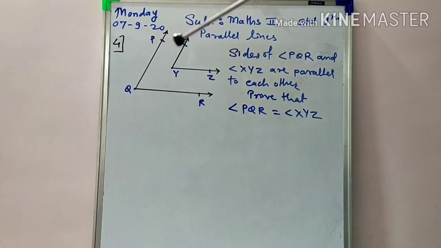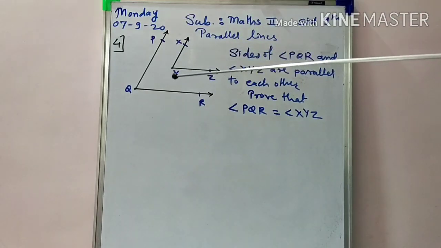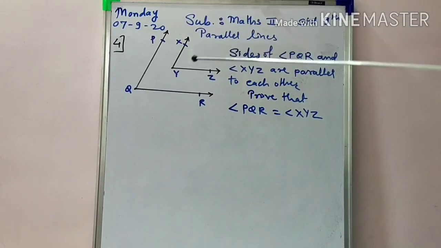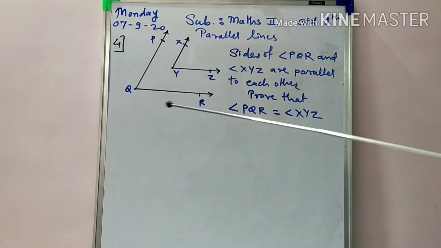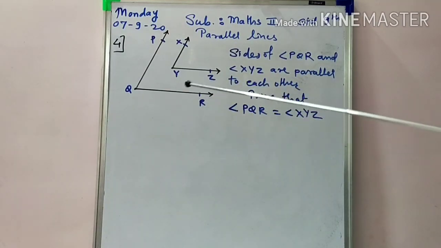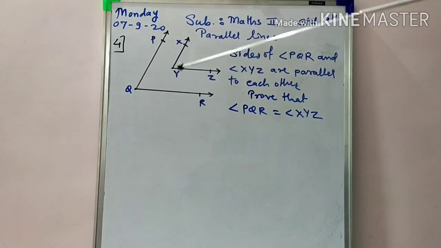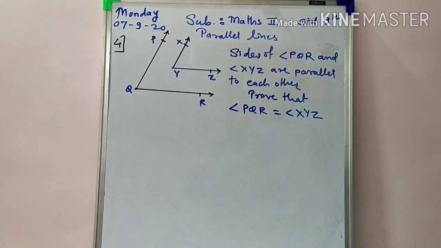So here, we are given that ray QP and ray XY are parallel to each other, and similarly ray QR and ray YZ, these two sides of the angles, are parallel to each other. Then we have to prove that the two angles, angle PQR and angle XYZ, are congruent or equal in measure. So pay attention over here, students.